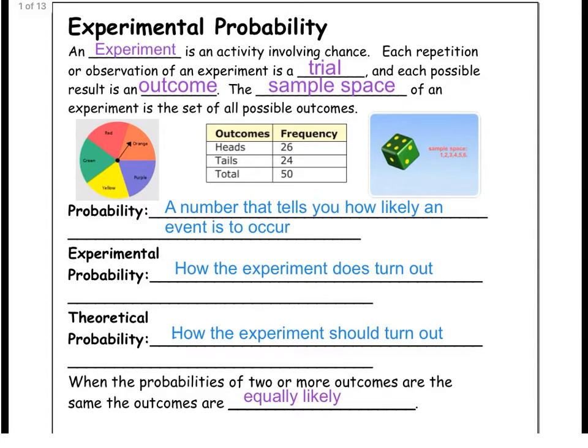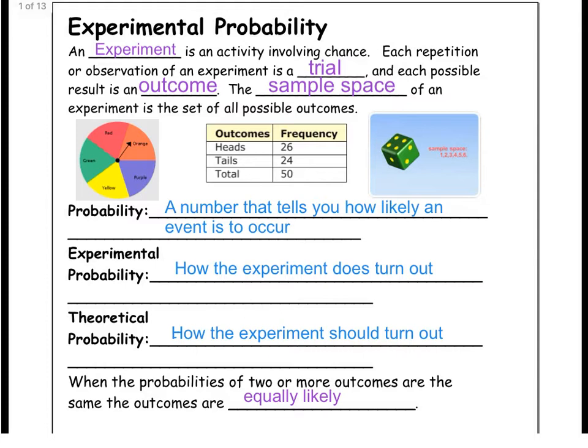So there's a couple picture examples there. One being a spinner. You can see there's 5 different colors you can land on. The middle one is odds when you are flipping a coin with heads and tails. And then the last one is an example of a die where you could roll that and look at the probability associated with it. Definition of probability is a number that tells you how likely an event is to occur.